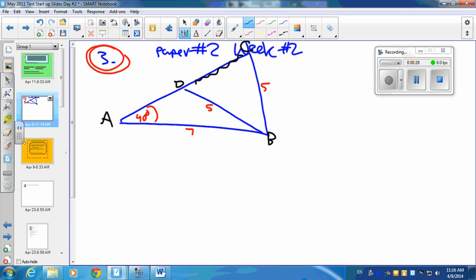It'd be nice to know all the angles. For sure, though, it would be nice to know this angle up here, wouldn't it? Because if you knew this angle here, you'd also know this angle, wouldn't you? And then you could take 180 minus that to get this, and then you'd be able to find that, no problem.